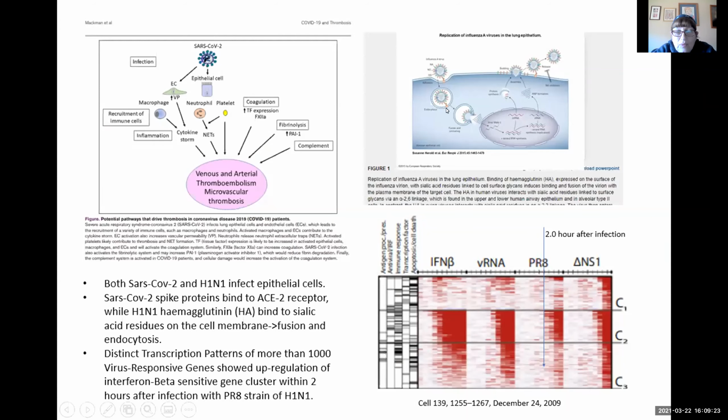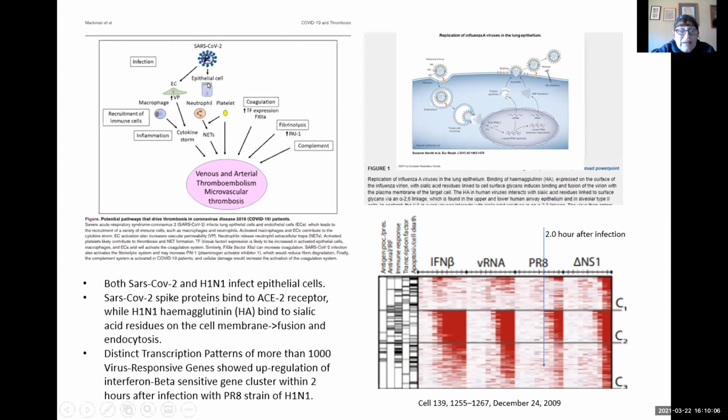The H1N1 virus infects by binding of hemagglutinin, which is expressed on the surface of the virion, and they look for sialic receptors on the cell membrane. It fuses with the cell membrane, and then gets absorbed, releases its RNA, and a huge cascade of different things begin to happen. Similarly, SARS-CoV-2 infects the epithelial cells, and I should say that H1N1 does the same. It's the epithelium. Eric Mackow at Stony Brook has shown this very well, that endothelial cells do not get infected.